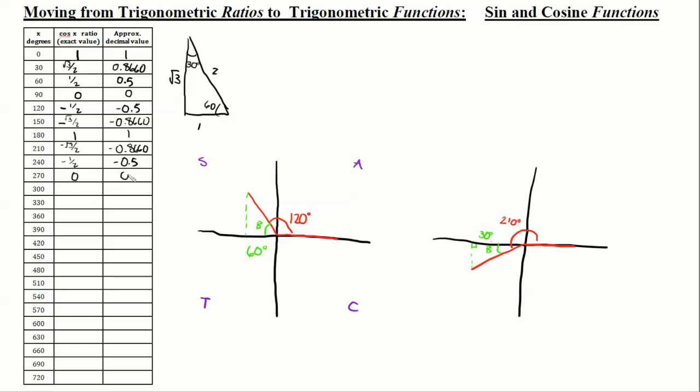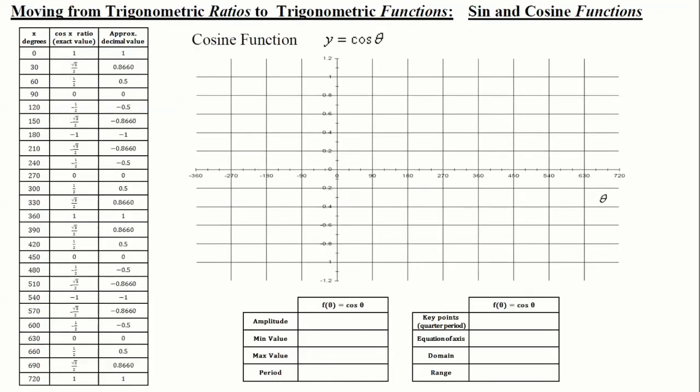270 is going to give me a value of 0. 300 is going to be in quadrant 4, a related acute angle of 60 degrees, so it's going to be 1 over 2, and again be positive because we're in quadrant 4. And then lastly, 330 degrees is going to be root 3 over 2, as we have a related acute angle of 30 degrees. Again, positive because we are in quadrant 4. 360 degrees takes us back to 0, so our value is 1. We could then repeat our values again because one cycle in the cosine function is going to be 360 degrees. So when we finish our table, it'll look something like this.